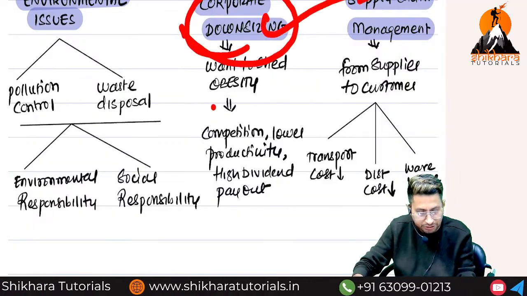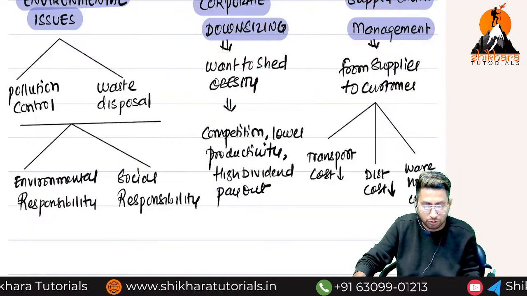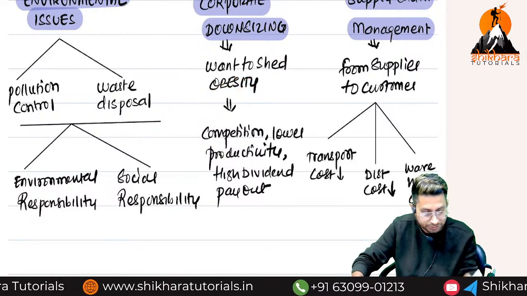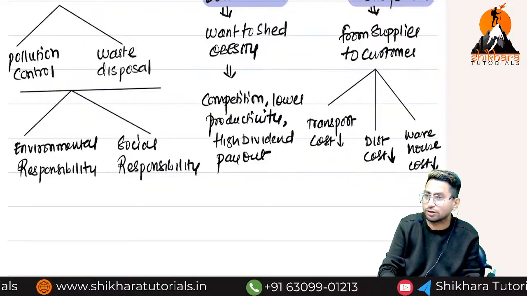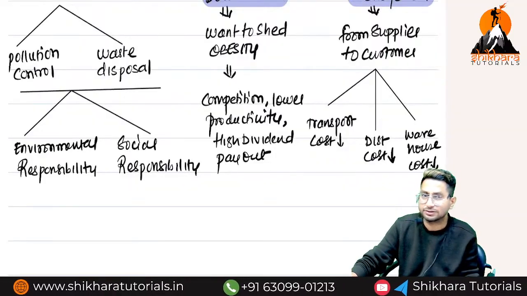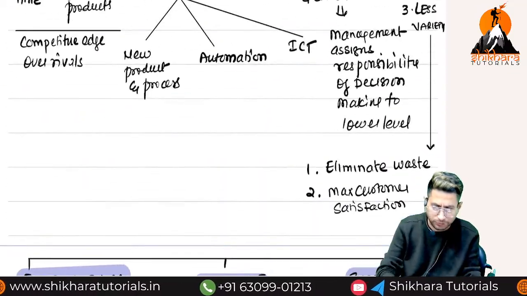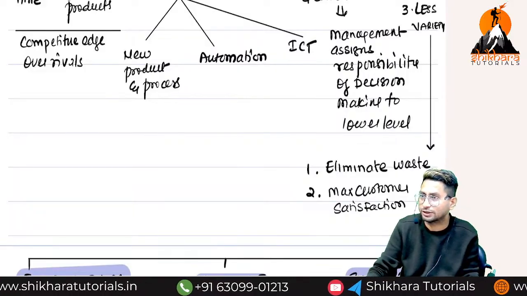Corporate downsizing. Also called as what? Reducing obesity. Plus, make sure that your supply chain is managed properly. Otherwise, your cost of production will increase. Clear? So this was a small introduction to operations management.